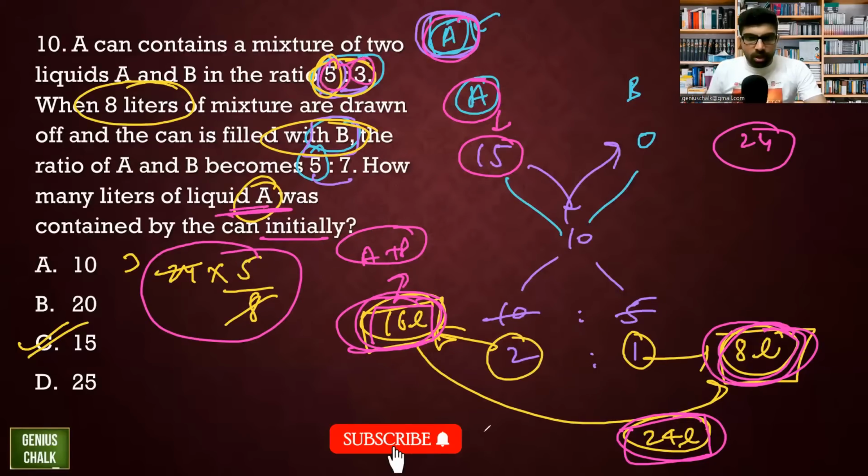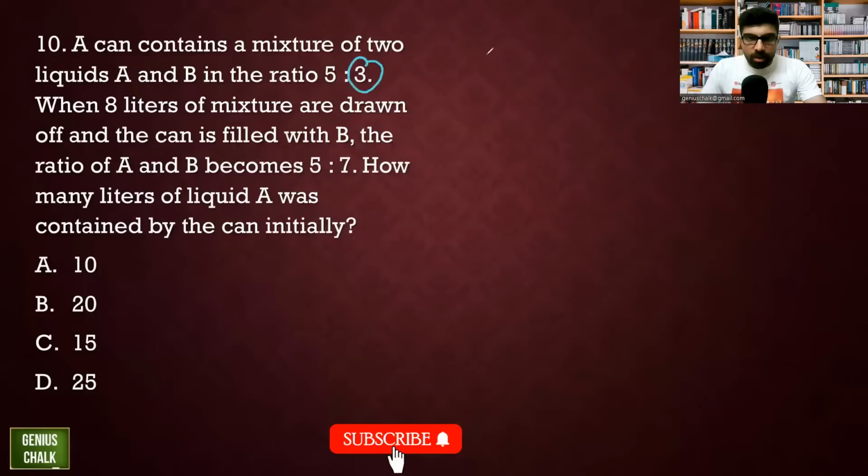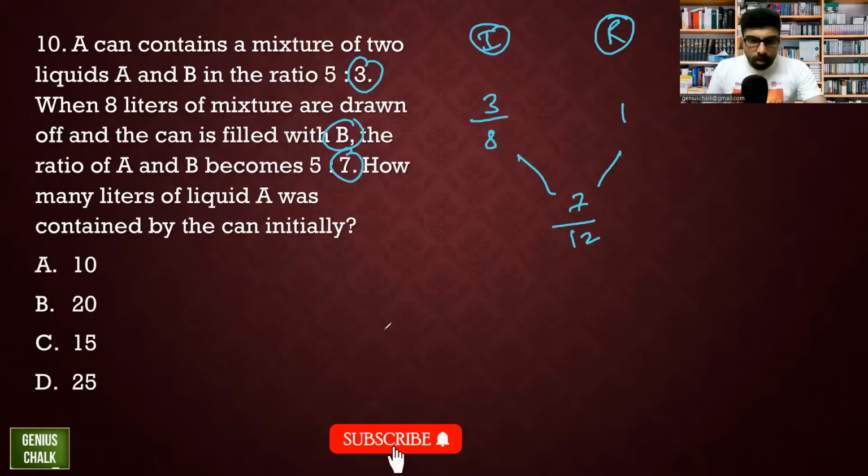Now I'll solve this question using the base as B. B is 3 by 8. This is initial. And now I am replacing it with B, so it has to be 1. So this is the replaced quantity. Overall is 7. This is B, right? 7 by 12. Now multiplying this, it is becoming 24. It is also 24. So it is also to be multiplied by 24. It is becoming 7 2s are 14. So it is 14.